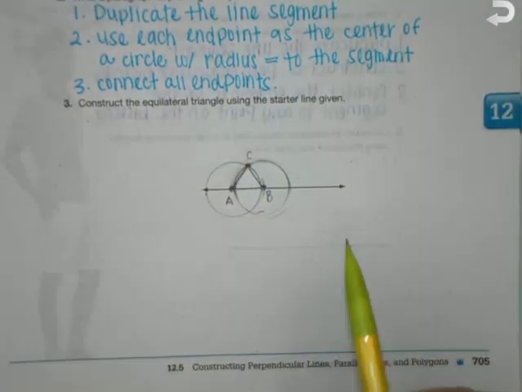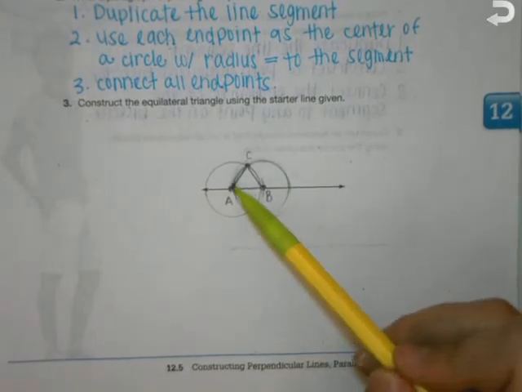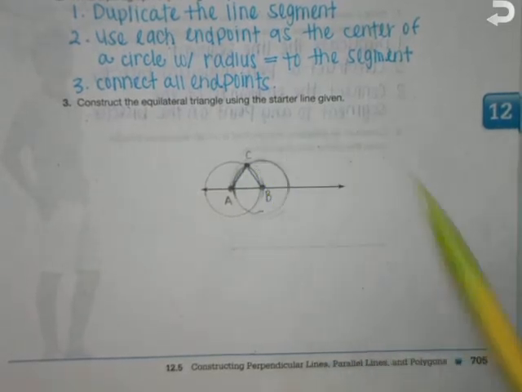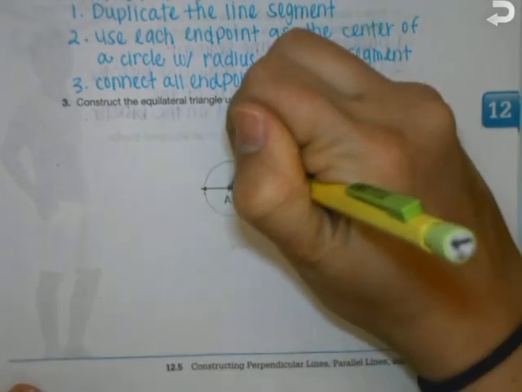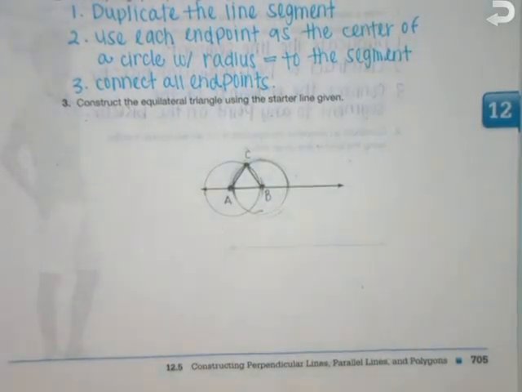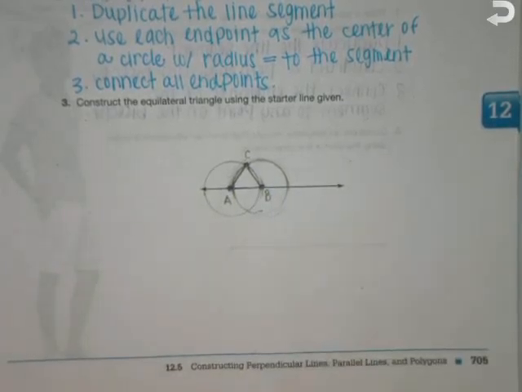So basically what we did is by using the circles with the same radius, we duplicated that line segment 3 times, but we did it in a way so that they would all connect and make a triangle. So all 3 sides are equal.